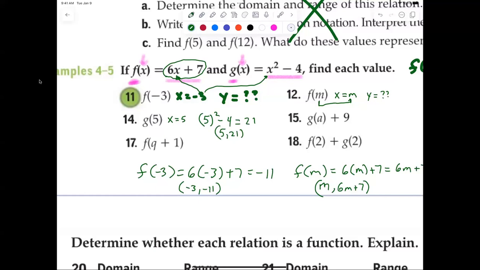How do you know what you're putting in? How do I know what I'm putting on the graph? What even is it? x squared minus 4. The g function is right here. I'm plugging 5 in for x. What's 5 squared? Is 6x plus 7 on the graph? You keep saying on the graph.